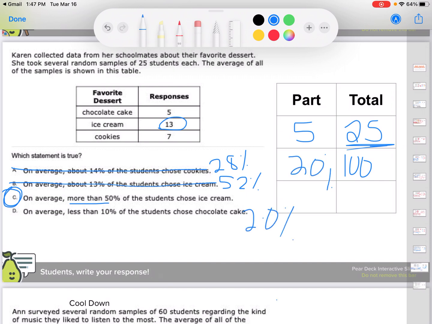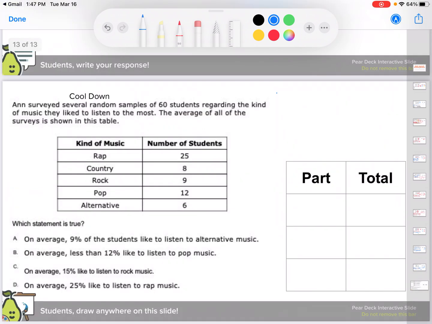It is C. So your cool down today, you're just going to do what we've been doing. You're going to look at survey samples for students and their music. So it says they surveyed 60 students, and you're going to have to go through and figure out on average what kind of music they liked. Have a great rest of your day.